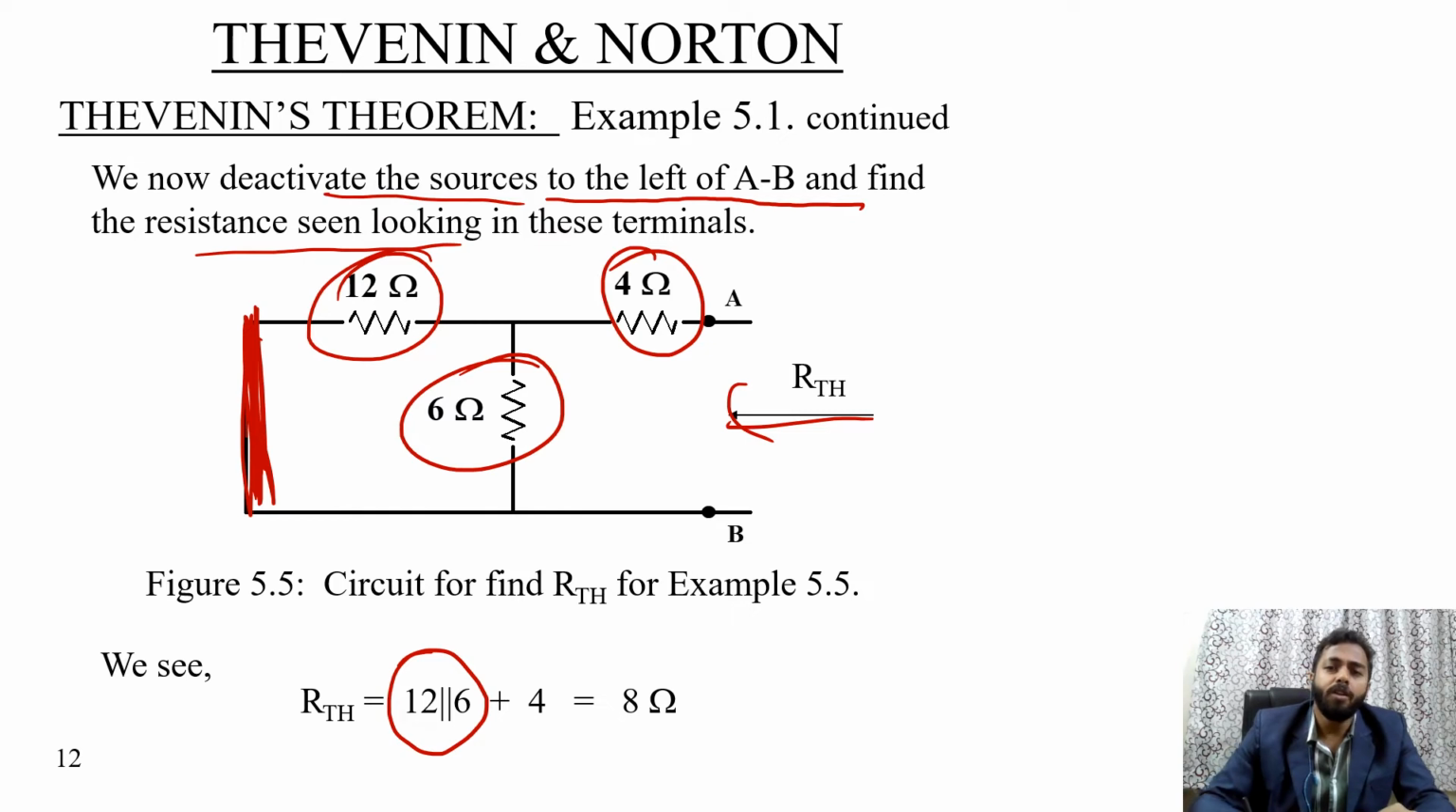Hence, when two resistors are in parallel, you can find the equivalent resistance by R1 times R2 divided by R1 plus R2.